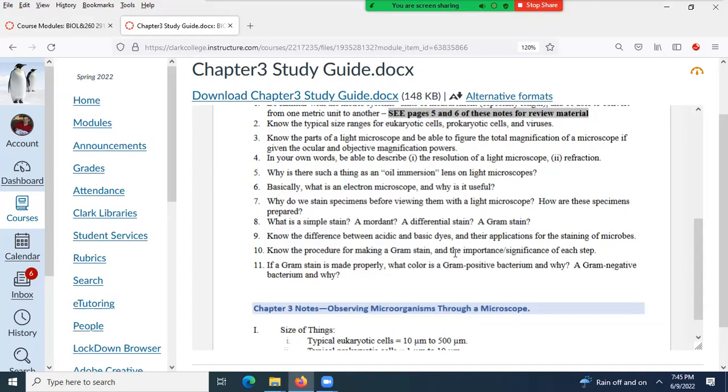You should know the difference between acidic and basic dyes. In a simple stain, there's a simple basic stain, and then there's a simple acidic stain, which we can also call a negative stain. The negative stain, or the acidic stain, stains the background of the cell. It does not stain the cell. I already mentioned the Gram stain. And then you should know what the color of a cell is at each step in the Gram stain.